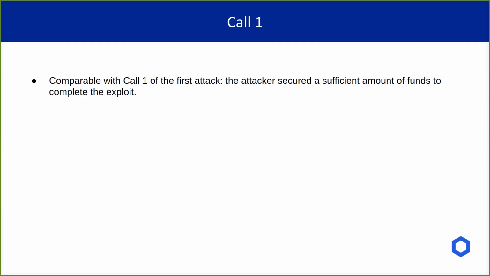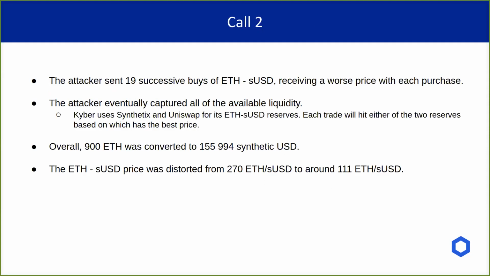So for the 19 successive calls, Kyber uses two reserves, Synthetix and Uniswap, for its ETH to SUSD reserves. So what the attacker is doing here is eating all of the available liquidity. Each trade will hit either of the two reserves based on which has the best price. At the end of it all, 900 ETH was converted to 155,994 SUSD. So this price is very distorted from the original market rate of about 270 ETH-USD exchange rate to around 111. So ETH is rapidly depreciating in value there.